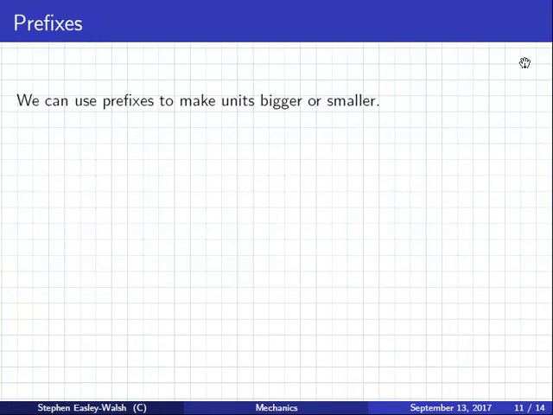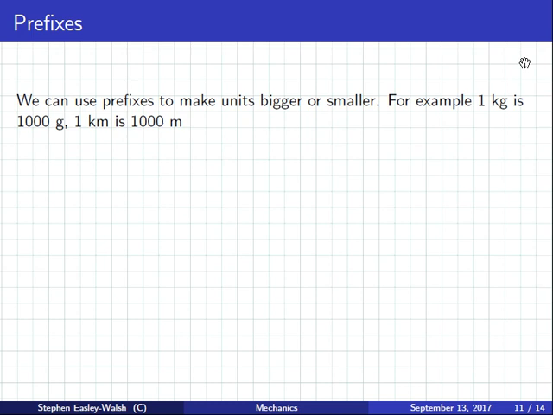Now, we can use something called prefixes to make units bigger or smaller. You already know one prefix, kilogram. So we already have one from just basic life. These are the ones we use for this physics course. An example is a kilogram is 1,000 grams. So kilo means 1,000. Like kilometre is 1,000 meters. And centi, 100 centimeters is 1 meter. So we need to look at what are the common ones we use.